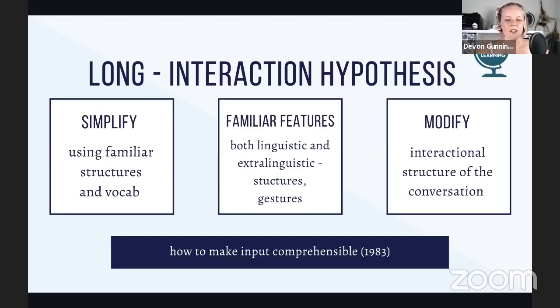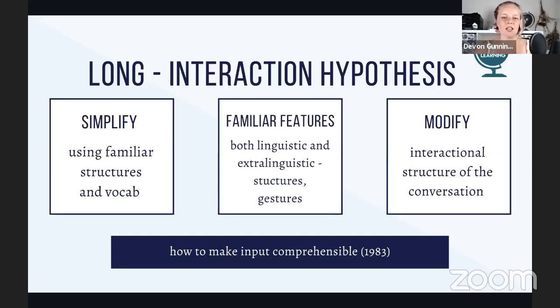The interaction hypothesis comes from a paper called How to Make Input Comprehensible. Good read, right? This was done in '83, around the same time as Krashen. And this has 3 essential pieces. Number 1 is simplify. In order to make your input comprehensible, use familiar structures, use vocabulary along the lines of context and things that students can grab onto, s'accrocher à, like my French teacher used to always say, and get themselves working with it really fast so that they can latch on to meaning.